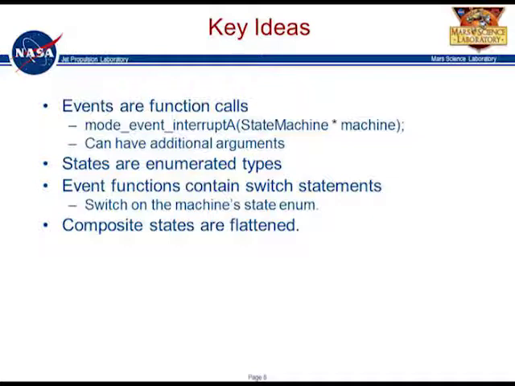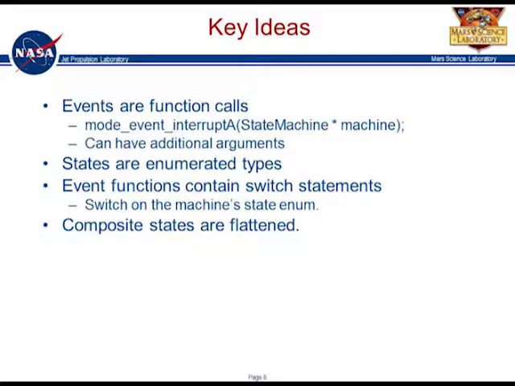Now this state itself is just represented as an enumeration. And inside the event function, there's a switch statement which takes in the state. So we're switching on an enum. And the way we chose to implement this, and this was consistent with the coding guidelines that were established on MSL, is that state machines are flattened, so that all you see in your enumeration of the states is the lowest level leaf on the tree of the state machine.